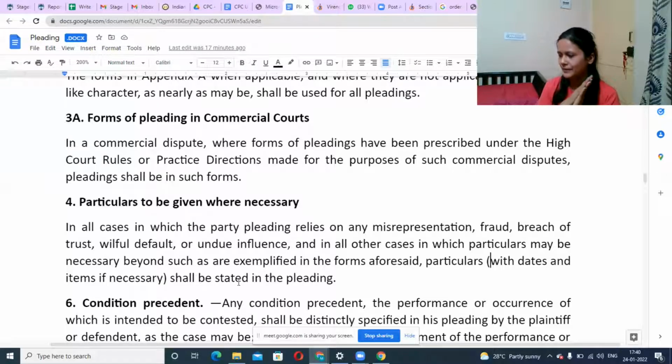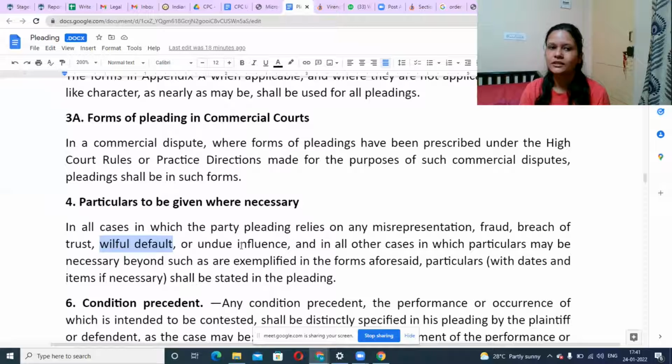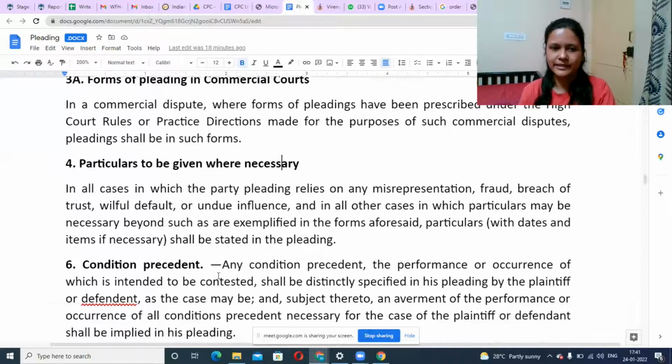Sometimes it may happen that there is a contract between two parties and one of the parties is not performing his part of the contract. If it is willful default, meaning the party has willfully not performed the contract, and not that some situation has taken place, then the party may provide such necessary details as well. Particulars of those points which the person is claiming or mentioning in the pleading may also be provided, and it will be stated in the pleading.